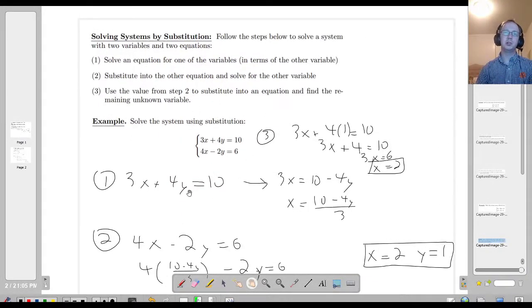Okay, so I do want you to notice you could have made different choices along the way. You could have been solving the second equation for y in step 1. You could have been solving the first equation for y. But as long as you follow this general process, you'll arrive at the answer at the end.